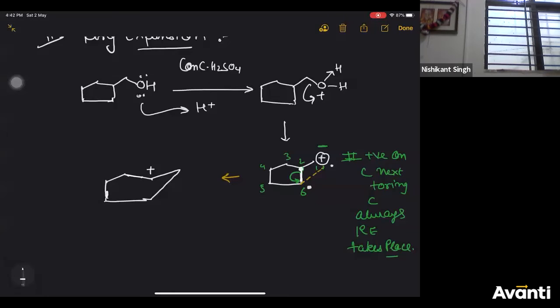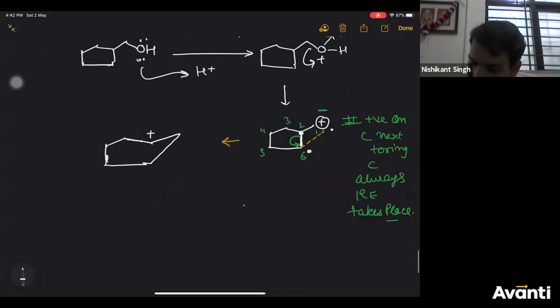Yes. So the last step, I am repeating again, please see carefully. First thing is, whenever there is a positive charge on a carbon outside the ring carbon, always ring expansion will take place. There is a ring carbon, this carbon, the next carbon is this. So whenever there is a positive charge on a carbon next to the ring, ring expansion will take place.